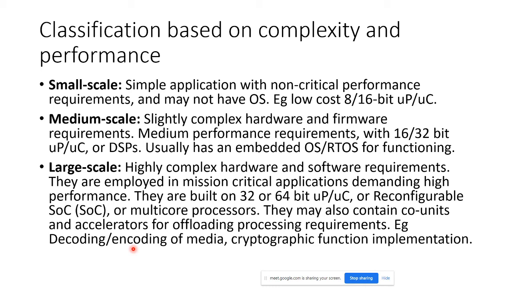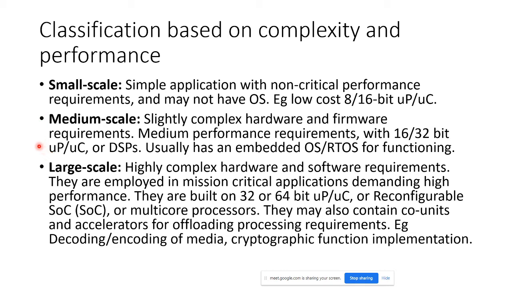Classification based on complexity and performance. So you have small scale, where these are very low cost, like cheap calculators and digital watches, things like that. So they are not very critical. They have non-critical performance requirements. And the second one is your medium scale.